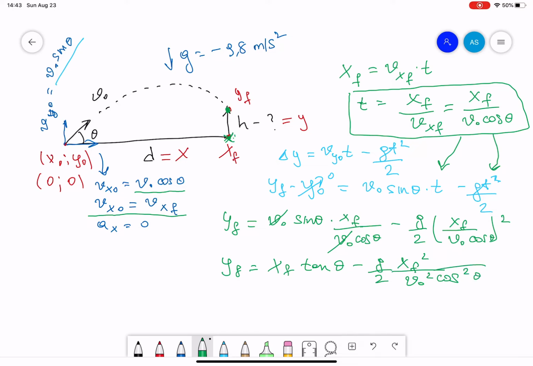Okay, then finally we can say that our y final, or in other words h, is equal to x final, which is the distance d, multiplied by the tangent of theta, minus g over 2 times d squared over v initial squared cos squared theta. Okay, that's how we solve this problem.